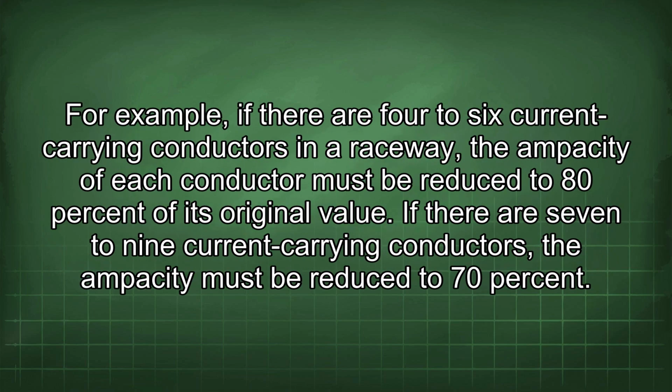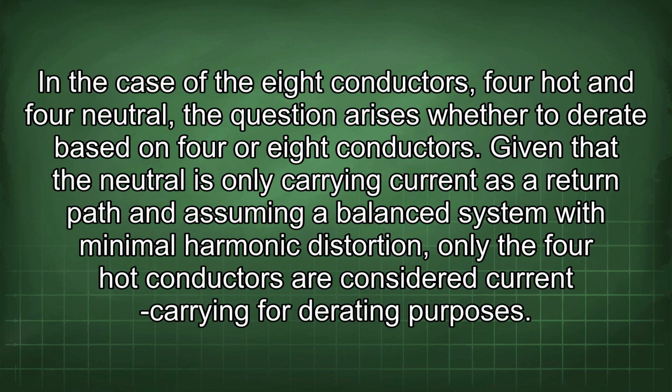For example, if there are 4 to 6 current-carrying conductors in a raceway, the ampacity of each conductor must be reduced to 80% of its original value. If there are 7 to 9 current-carrying conductors, the ampacity must be reduced to 70%. In the case of the 8 conductors, 4 hot and 4 neutral, the question arises whether to derate based on 4 or 8 conductors. Given that the neutral is only carrying current as a return path and assuming a balanced system with minimal harmonic distortion, only the 4 hot conductors are considered current-carrying for derating purposes.